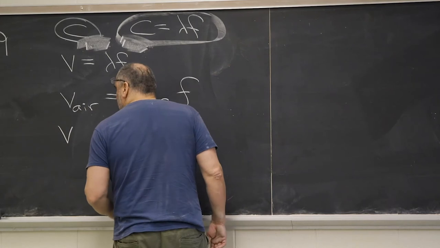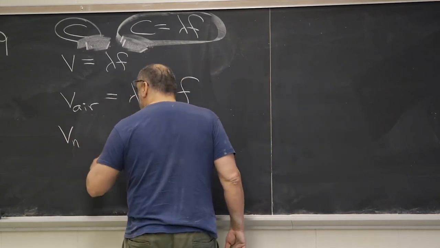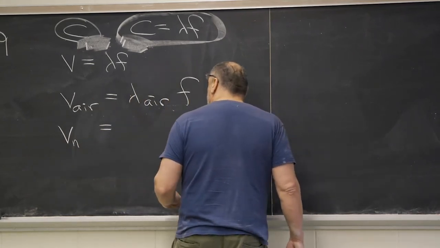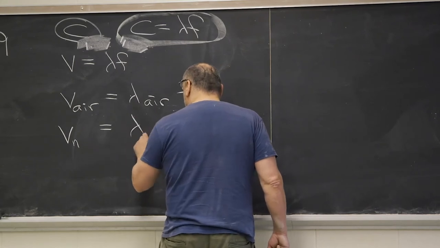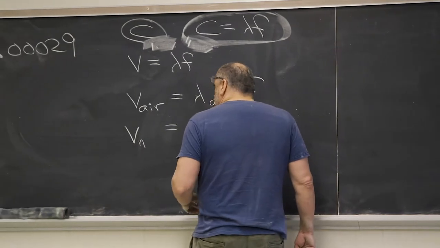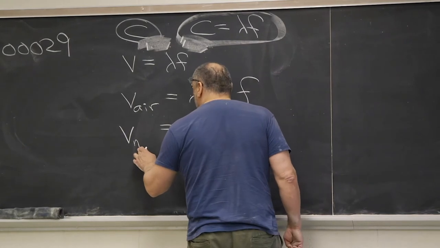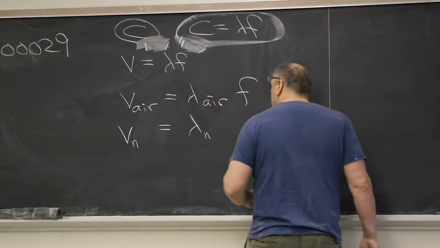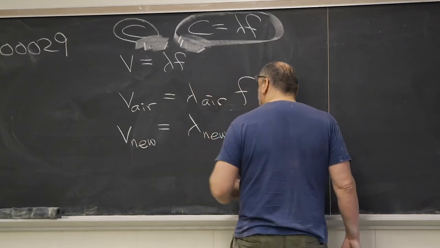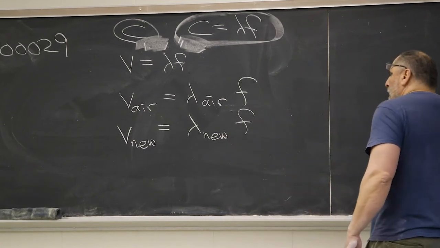V in the new medium, we'll call it V sub nu, is lambda in the new... I can call it something. It's hard to know what you call it. And we're not talking about an iteration of numbers, we're just talking about n, something new. Maybe do this, because n has such applications. The frequency is the same. So what's going on here?